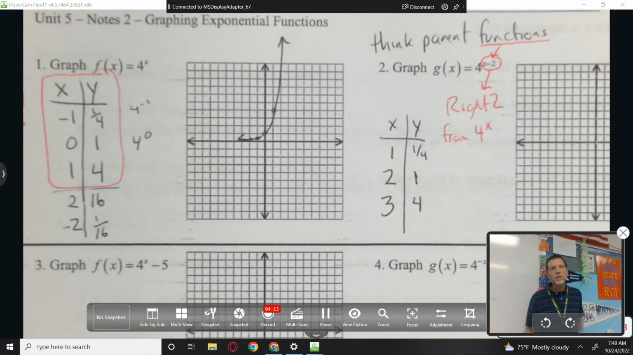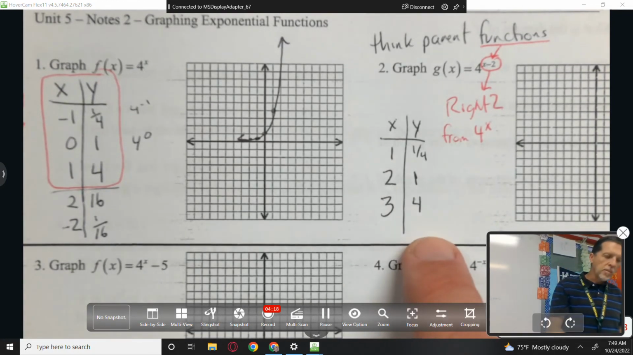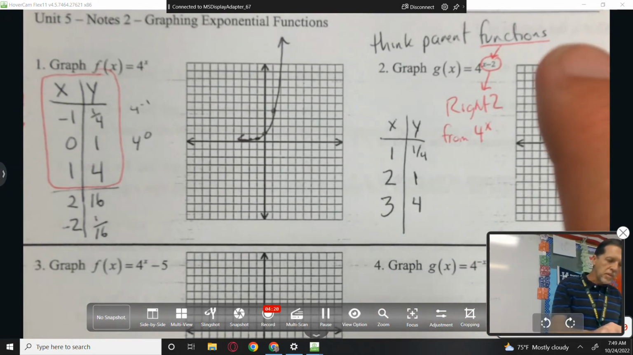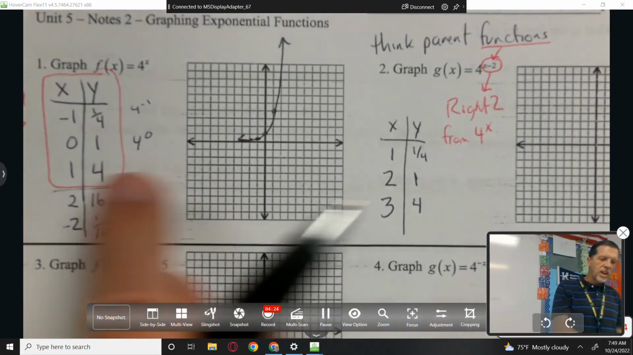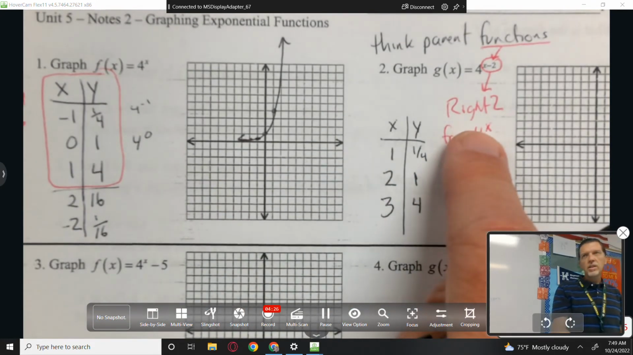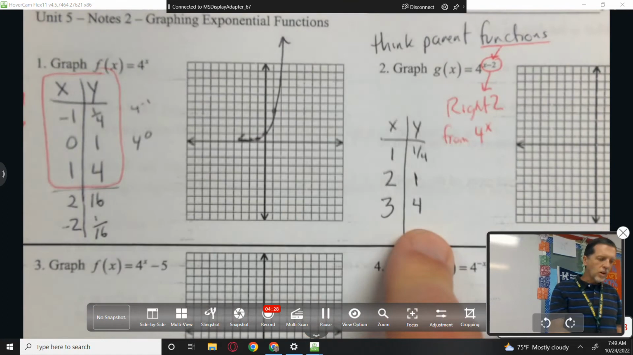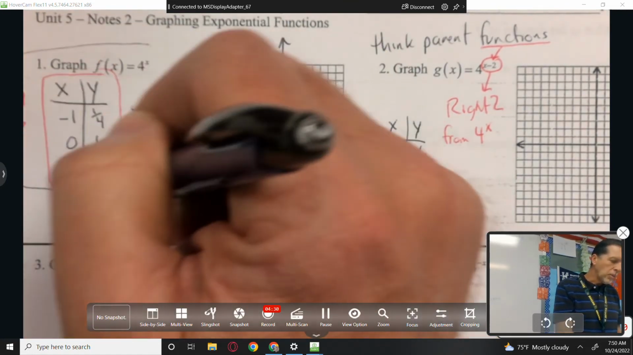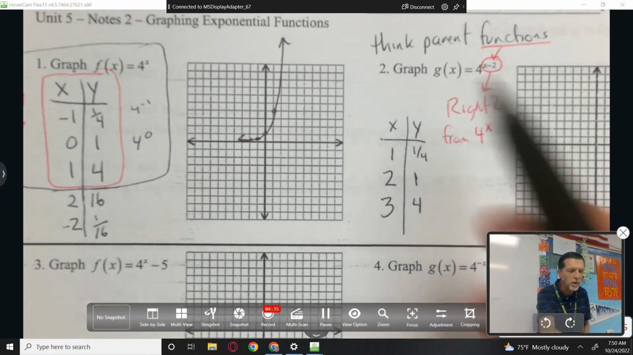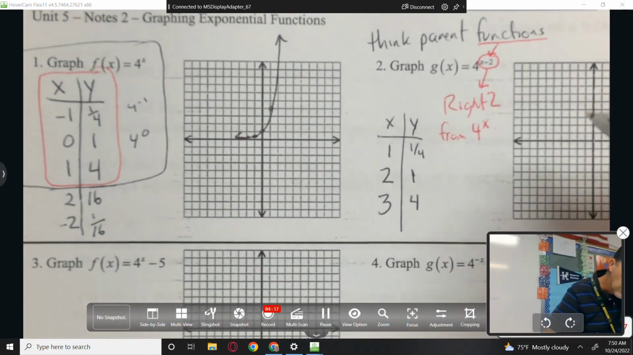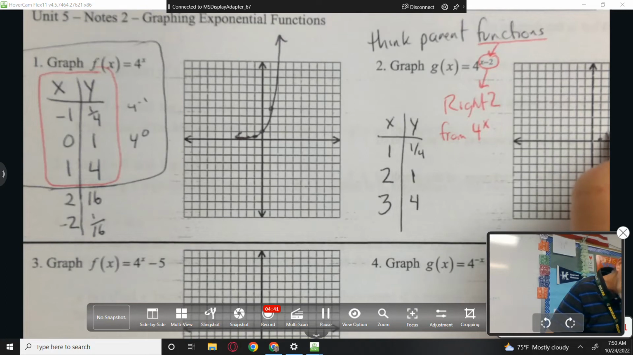If you just walked up and looked, you wouldn't know where that came from. I didn't so much build it from this function. I took this original function and I went right 2. It's easier to do it this way because once you come up with one graph, then you can apply the stuff you already know, the parent function transformations. So 1, 1/4, 2, 1, 3, 4.